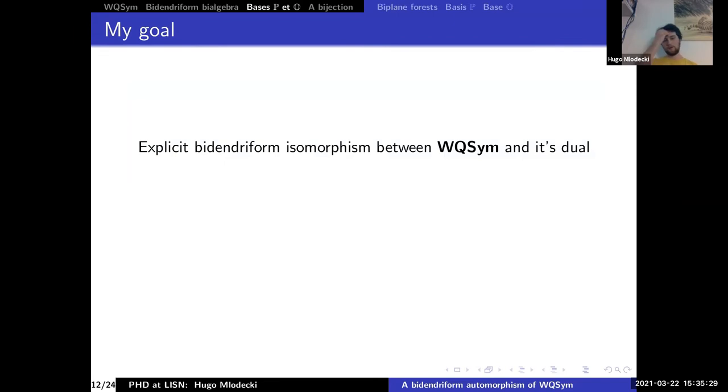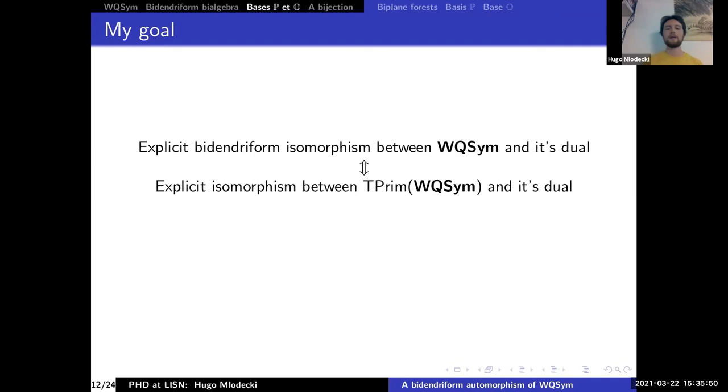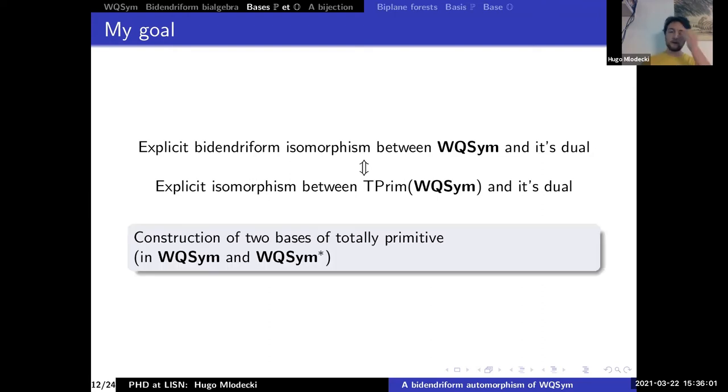That's it. Yeah. So I have a little checkup. What I explained here is that my goal is to get an explicit bidendriform isomorphism between WQSym and its dual. And thanks to Foissy, it is equivalent to say that we want an explicit isomorphism between totally primitive elements of WQSym and its dual. And what I did is that I constructed two bases of totally primitive elements, sorry, for WQSym and its dual.